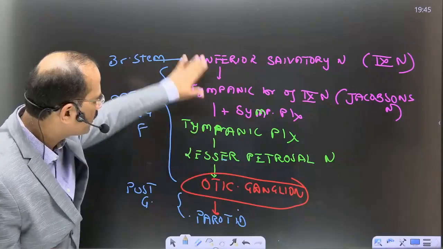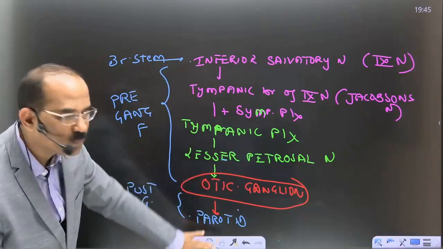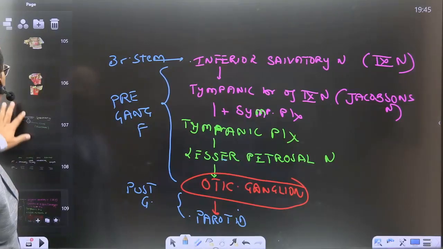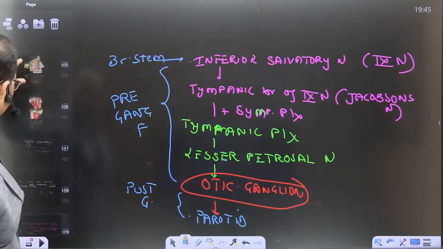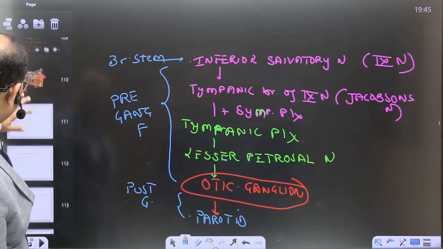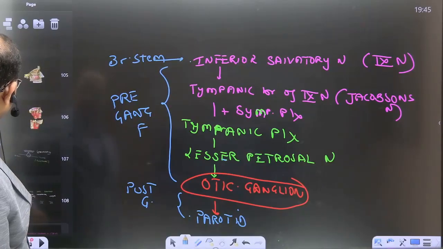So what are these fibers? Preganglionic. What are these fibers? Postganglionic. The same thing I was trying to tell you in the previous slide. Where's the slide gone? Gone.